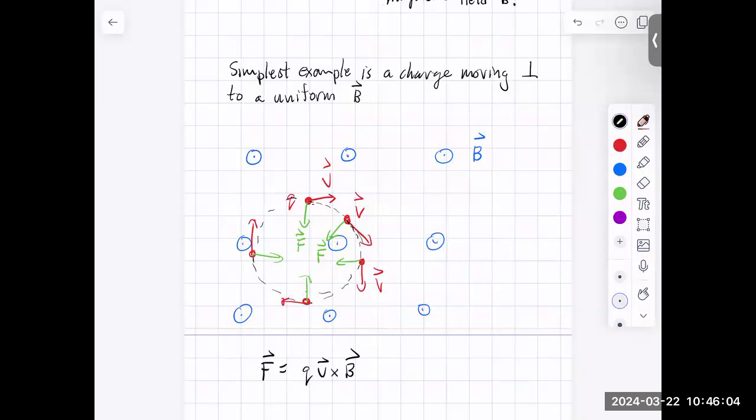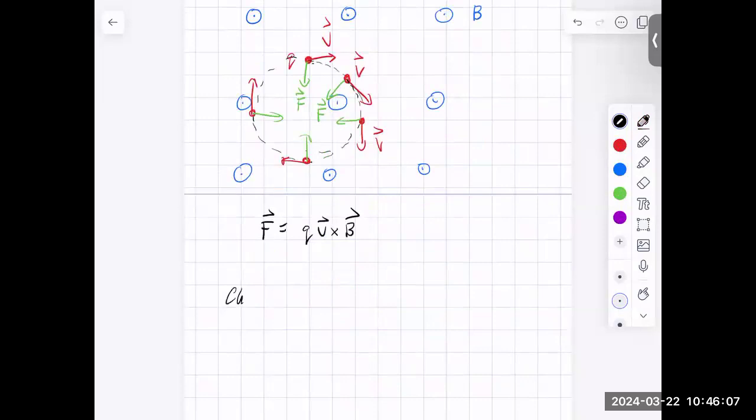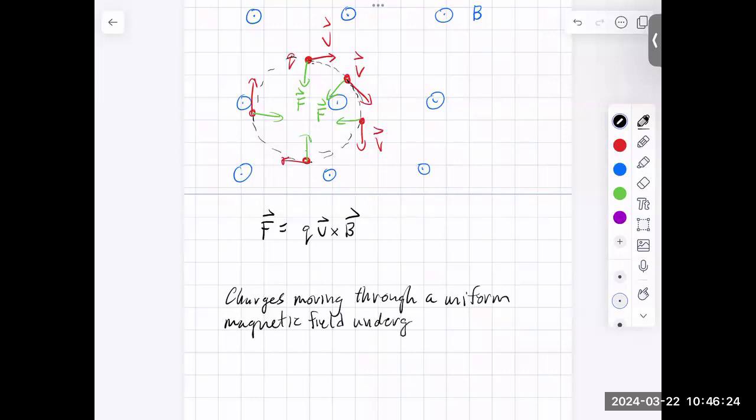Okay, so what we can say then is charges moving through a uniform magnetic field undergo circular motion. If the charge was negative, what would be different? It would just be a circular loop, but it would loop in the opposite direction.